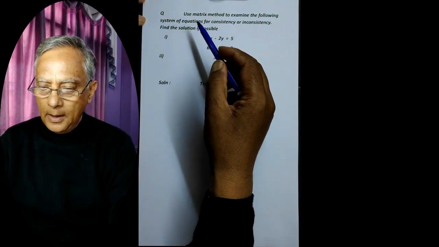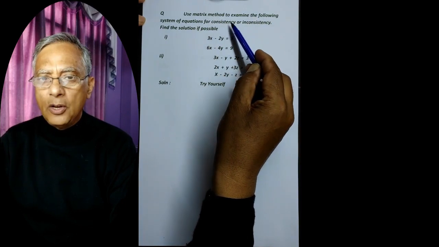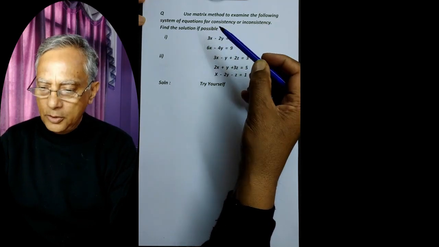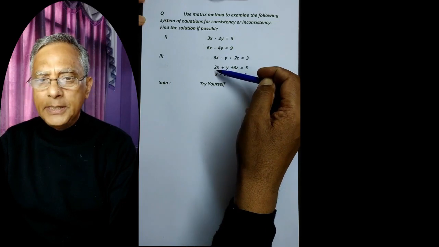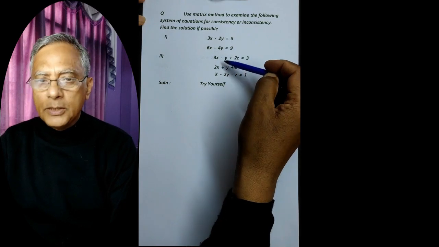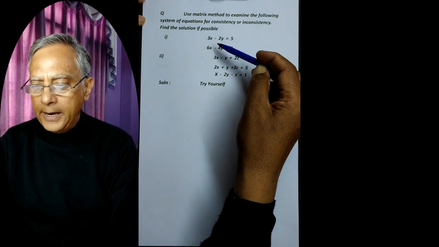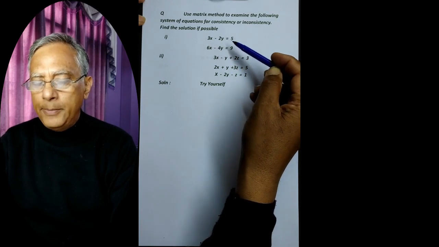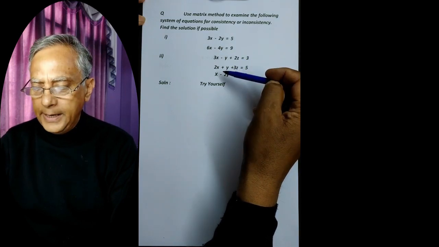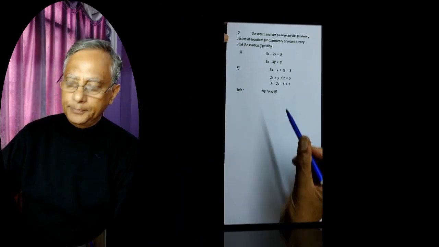Now next question is, use matrix method to examine the following system of equations for consistency or inconsistency and find the solution if possible. You can try both these questions as we have done in the earlier example. In both these questions, determinant of A will be 0. And when you find adjoint of A into B, it will be non-zero. And both the systems will be inconsistent. You can try them yourself. I move on to the next question.